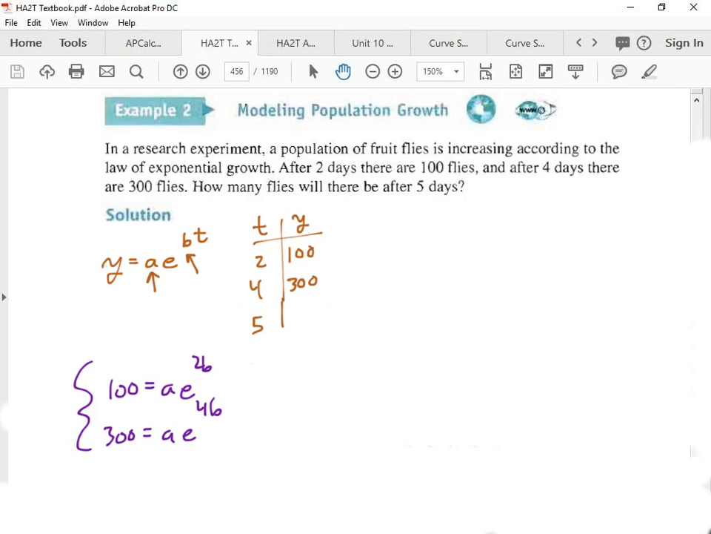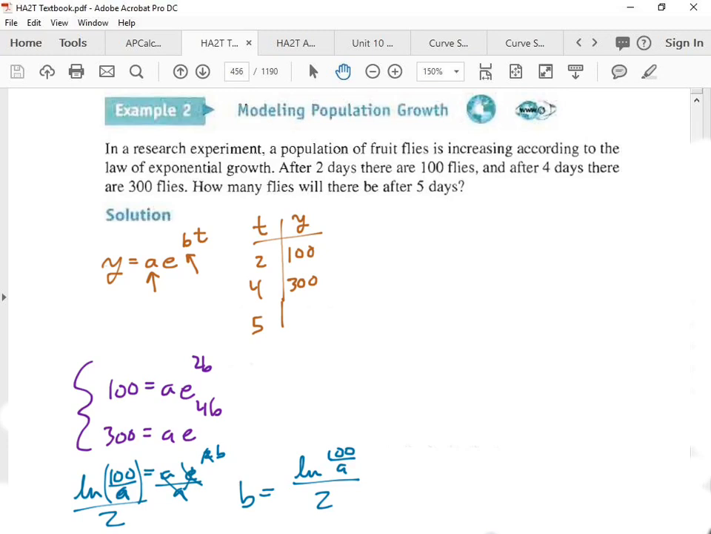Okay, so I have 100 equals A e to the 2B, and I'm going to divide both sides by A. And then how do I get rid of this e so that I can get the B out of there? I take the natural log of both sides. Sorry, my A's sometimes look like 9s. I have the natural log of that, and then this e is gone. So I have 2B equals that. How do I get the B alone? Divide by 2. So B equals natural log of 100 divided by A, all divided by 2. And that was with this first equation.